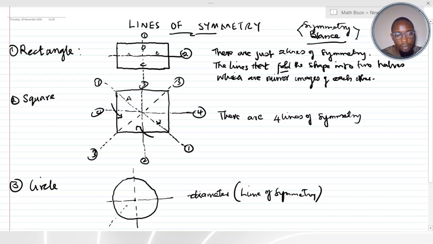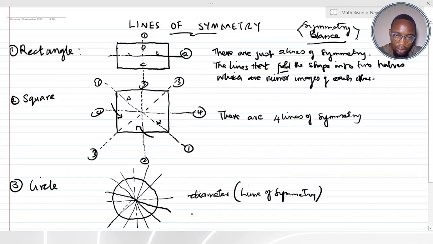Fortunately, the circle is a very unique shape when we discuss lines of symmetry, because the number of possibilities for a circle is actually endless. The diameter can be drawn from any position, as long as it passes through the center, and it continues like that. And every diameter you have is a line of symmetry.